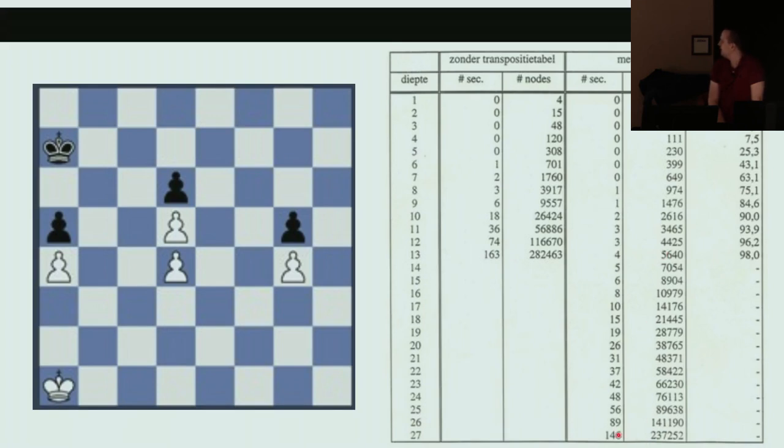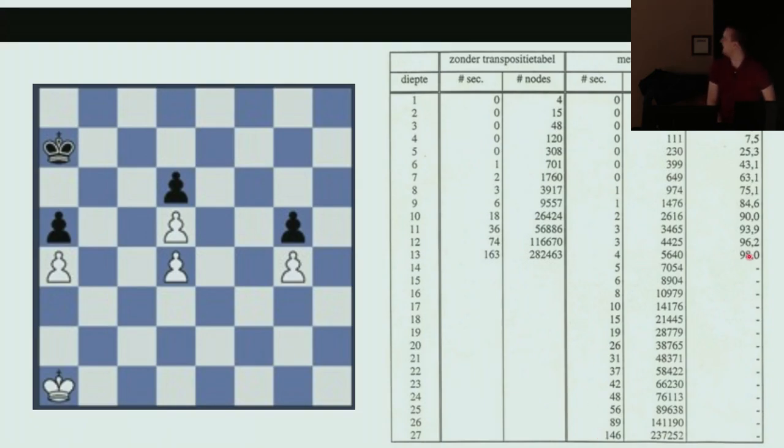And down here, with the transposition table, we were able to search in the same amount of time to depth 27, right? Now, this doesn't mean that your program necessarily goes from amateur to grandmaster, but a transposition table is one of the best possible improvements that you can make to a search algorithm, right? And it can save you exponential time, as you can see, really exponential time.